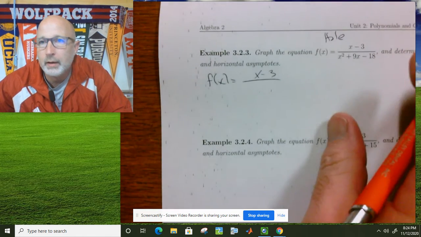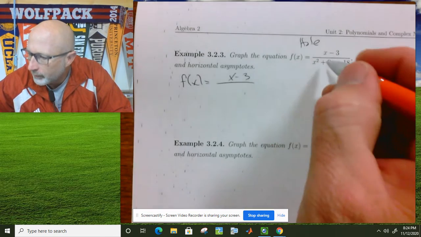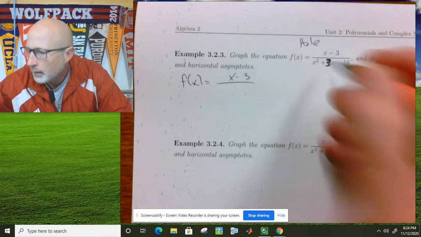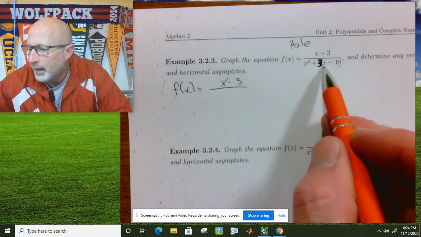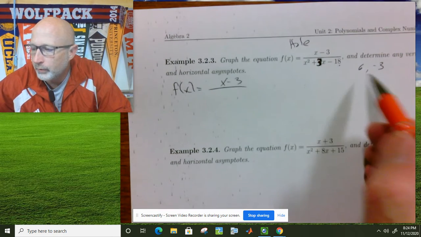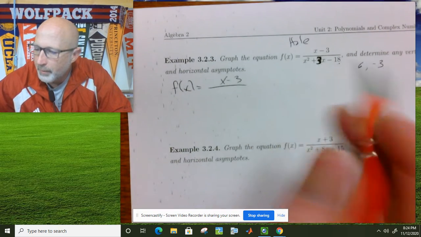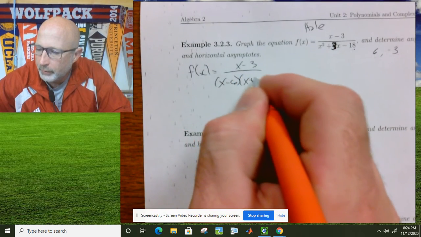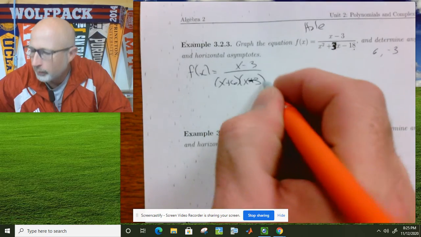And I didn't do that right, did I? No, I did not. I meant to change this. This is supposed to be a 3. Okay, so anyway, sorry. So what are the factors of negative 18 that add up to positive 3? The 6 and negative 3. Those two multiply to be negative 18, but add to be positive 3. So I'm going to factor the bottom into x plus 6 times x minus 3.